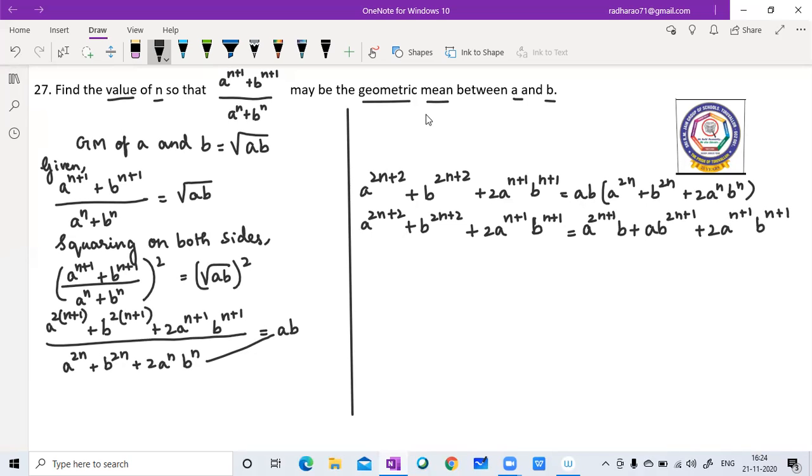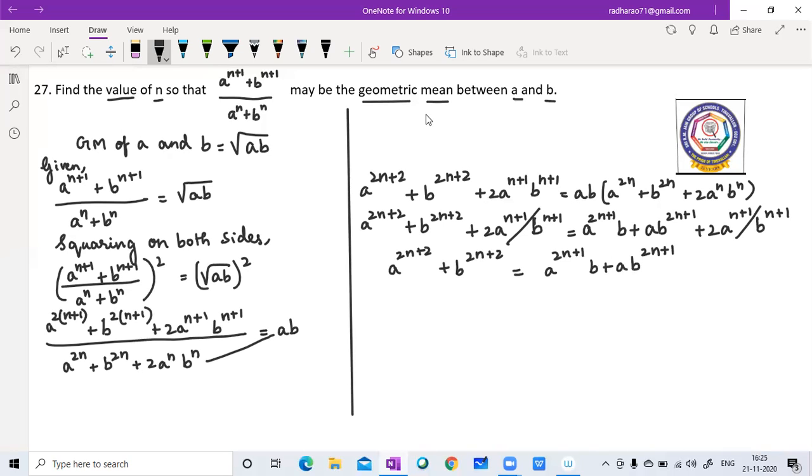So 2a power n plus 1 b power n plus 1 is the same on either side of the equation. So I cancel them with the same symbol. So what is on the left hand side? a power 2n plus 2 plus b power 2n plus 2 is equal to a power 2n plus 1 into b plus a into b power 2n plus 1.